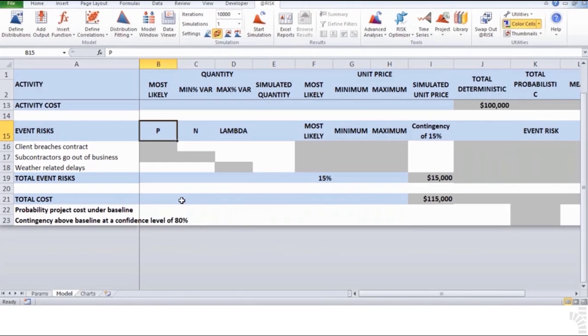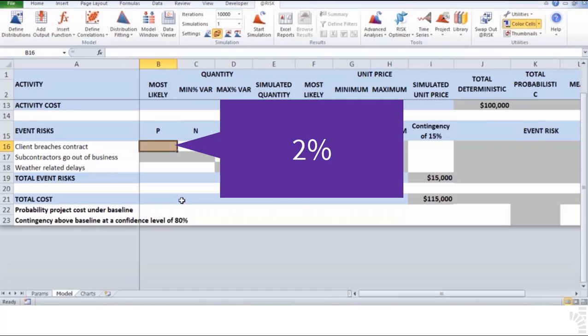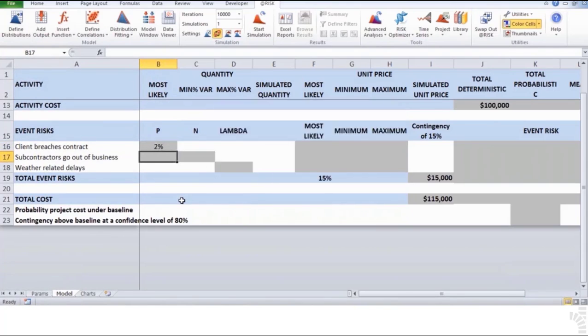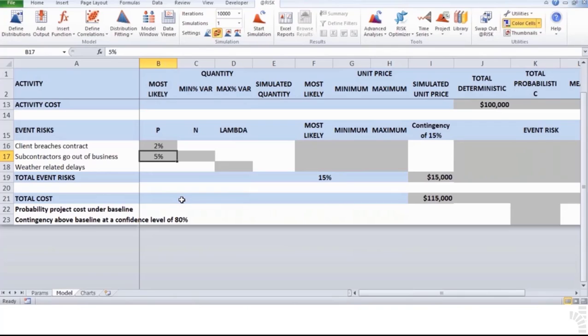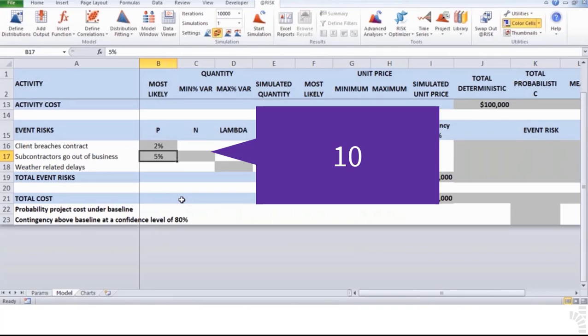Let us first complete the input information required for the three risks, and then we will proceed to calculate EMV. 5. On cell B16, fill in 2% as the probability of client breaching contract. 6. On cell B17, fill in 5% as the individual probability of each subcontractor going out of business. 7. On cell C17, fill in 10 for the number of subcontractors on the project roster.